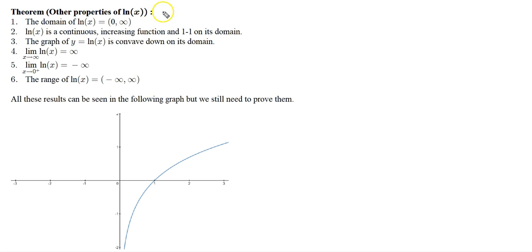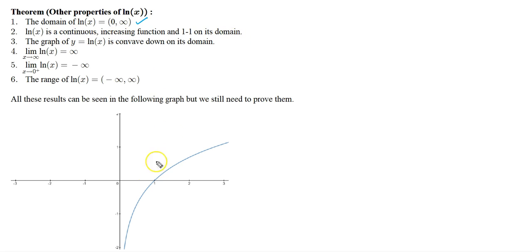Now let's take a look at this theorem. This theorem details some properties of the natural logarithm that we've already taken note of. First of all, the domain of the natural log is 0 to infinity. That's actually part of the definition of the natural logarithm. That's not actually something we need to prove. Second, the natural logarithm is a continuous, increasing, and one-to-one function on its domain.